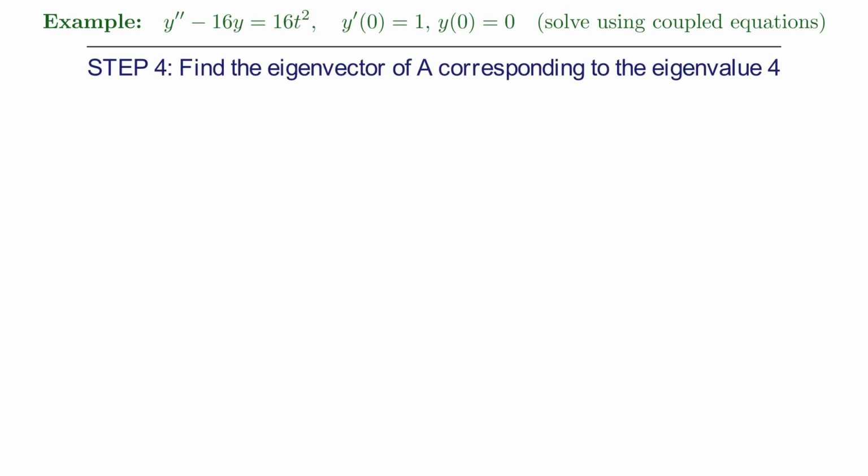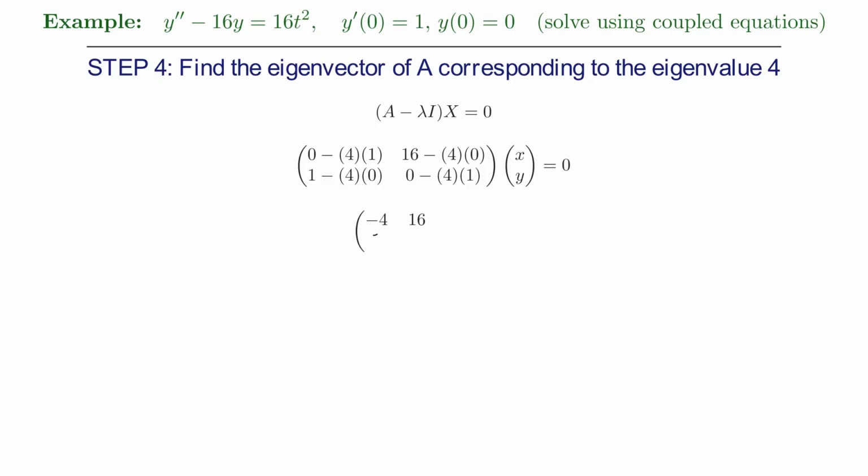Now we want to find the eigenvectors of A corresponding to each of the eigenvalues. Starting with the eigenvalue of λ = 4, we're looking for the solutions to the equation (A - λI)x = 0. A is our coefficients matrix, λ is 4, and I is the identity matrix [1, 0; 0, 1]. Performing the scalar multiplication and subtracting this from A, we get that A - λI is equal to [-4, 16; 1, -4]. This is multiplied by (x, y), and it's equal to 0.